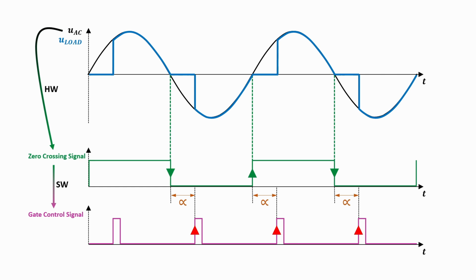Last but not least, we need to bring the gate control signal to the TRIAC so that it can generate the output voltage, which is also a pure hardware task. Let's focus on the software part now.